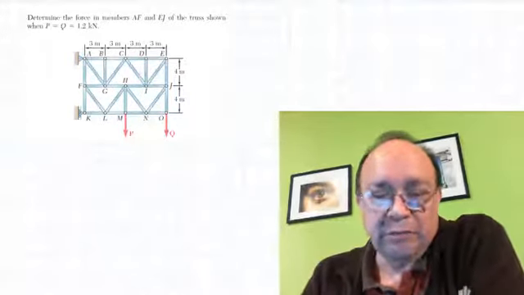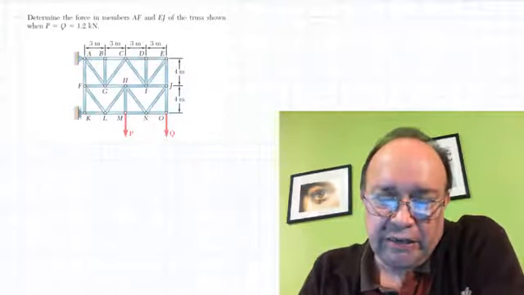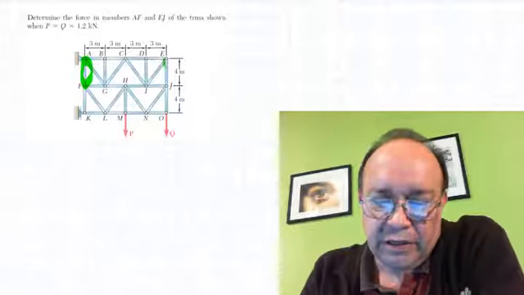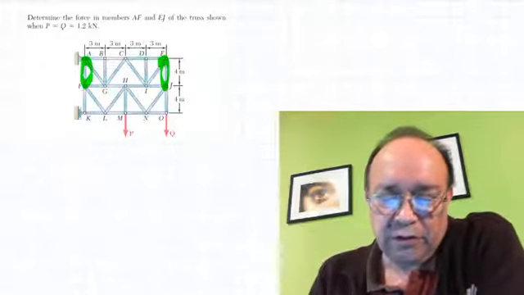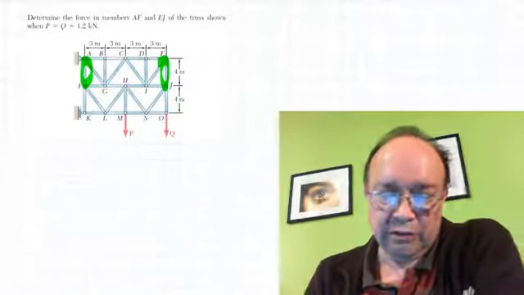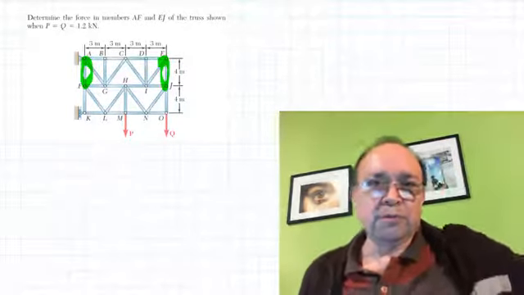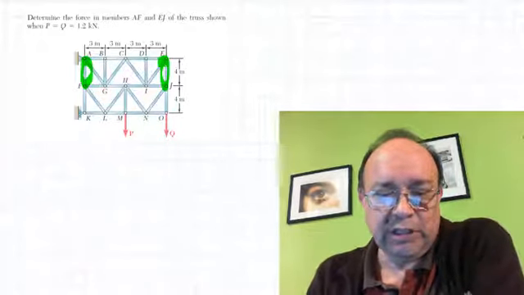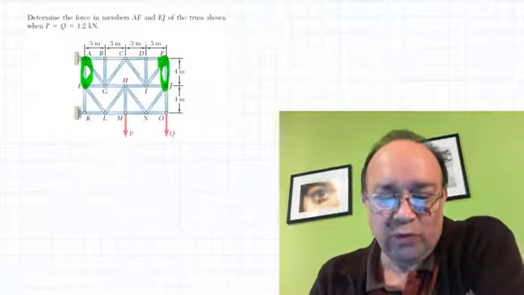Determine the forces in members AF and EJ. So AF is this one here, EJ is this one here. Okay, so the first question is, how are we going to cut this truss in order to find those bars? Remember, we said that you must cut the truss in a way that you cut the bars that you are interested in, the ones that you want to find.